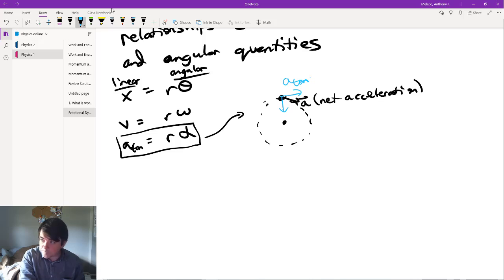This one is actually just called your AR, or your AC. This is your centripetal acceleration, and it points inward. So what happens with rotation is that AC is the acceleration caused by the thing that's causing the rotation in the first place.